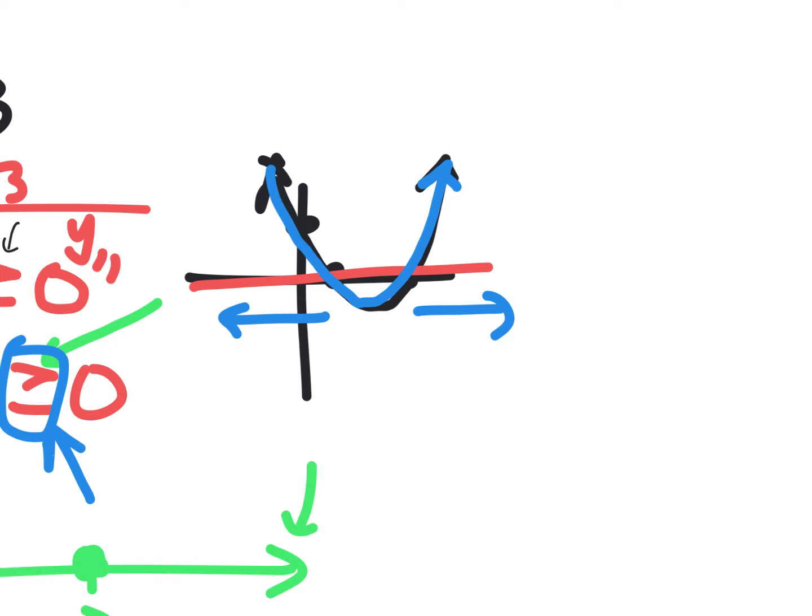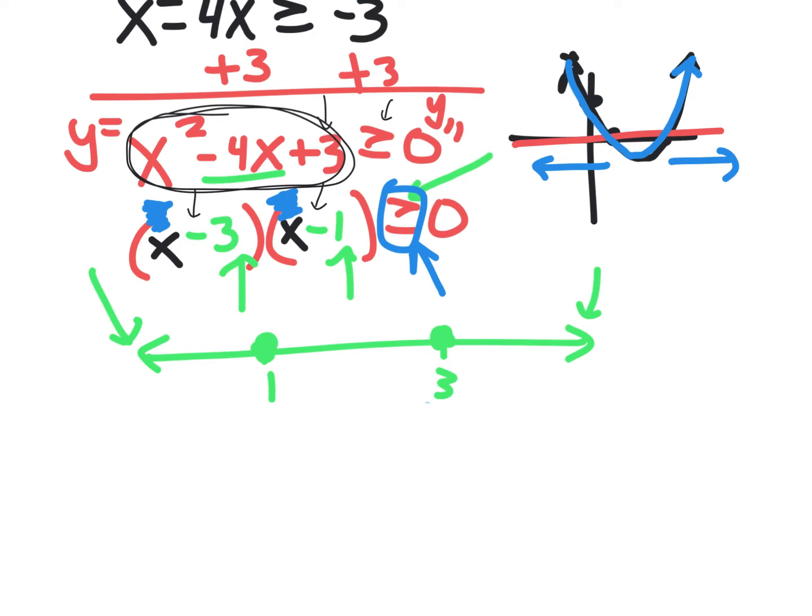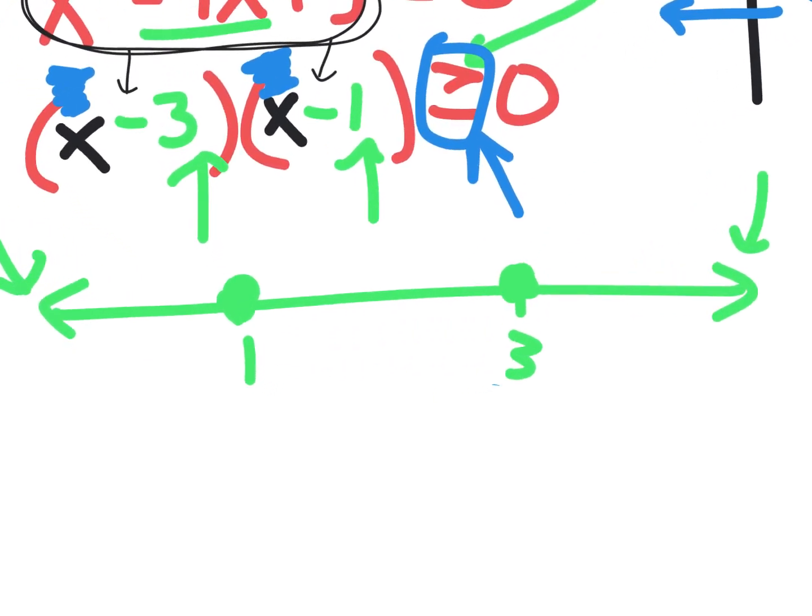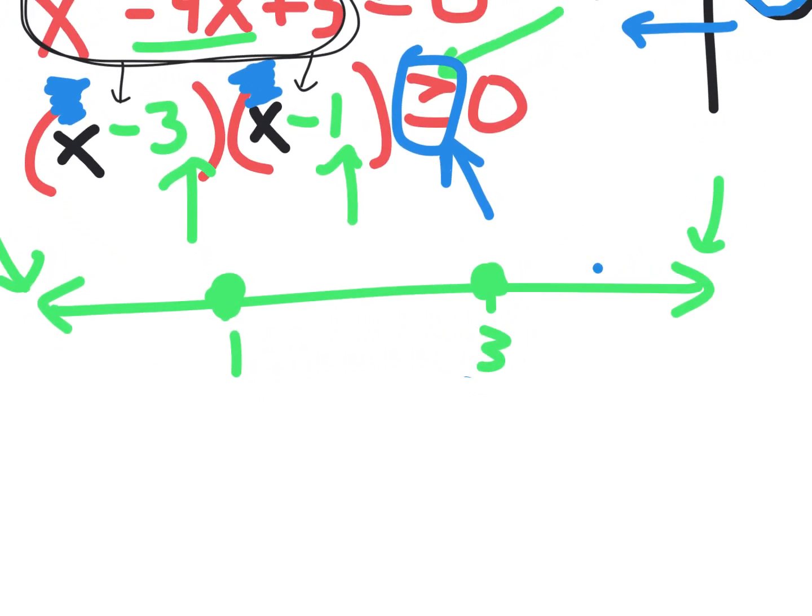Because the blue parabola is above, greater than the red line 0. They're greater, the blue parabola is greater than 0 there on the outside. So now I know it's shading on the outside, but if you didn't understand that, I get it. Maybe that's too much for some of you. Some of you aren't the visual types. Everybody can take a number like 4 and just see if it works.